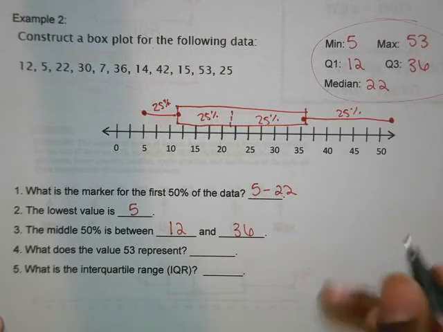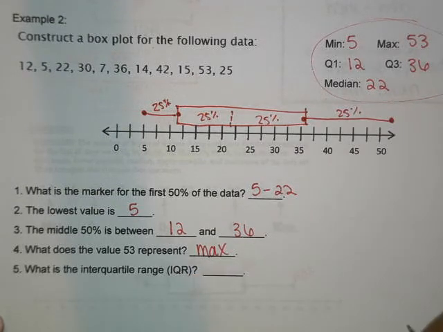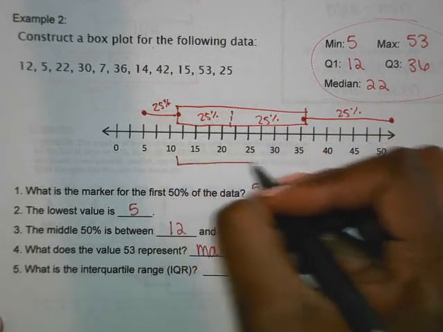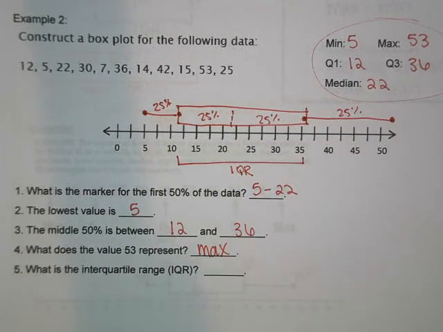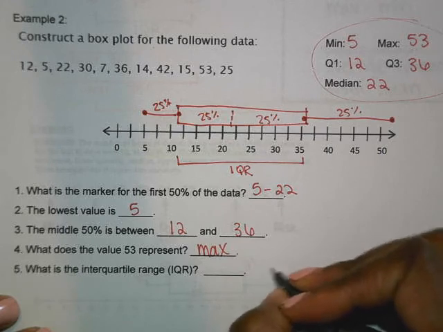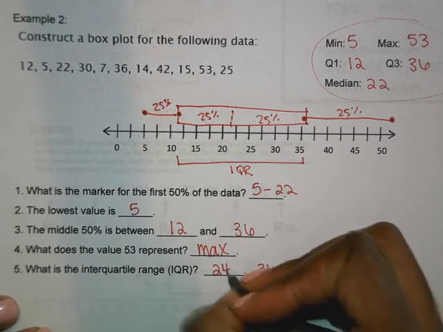What does the value 53 represent? That is your max. And what is the interquartile range? So my interquartile range is here, from first quartile to your third quartile. So that would be 36 minus 12, which gives us 24.